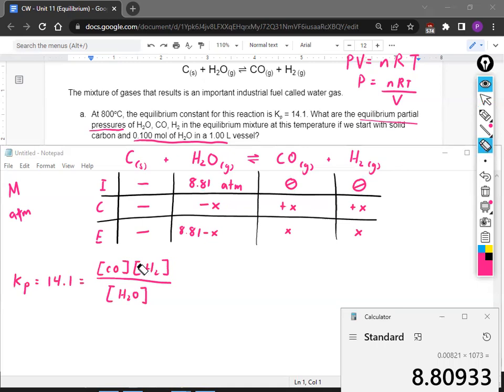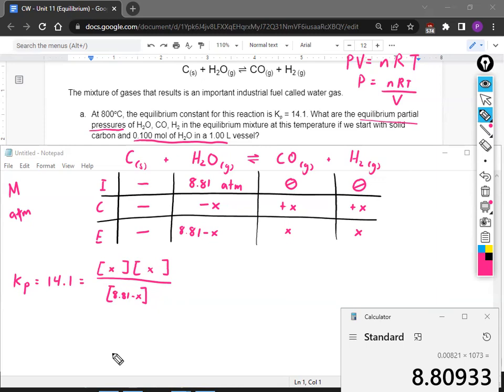Okay. Seems like some of you guys are still working on it already. So we're gonna plug in our values. For CO, it's gonna be X. H2 is X. And then H2O is 8.81 minus X.